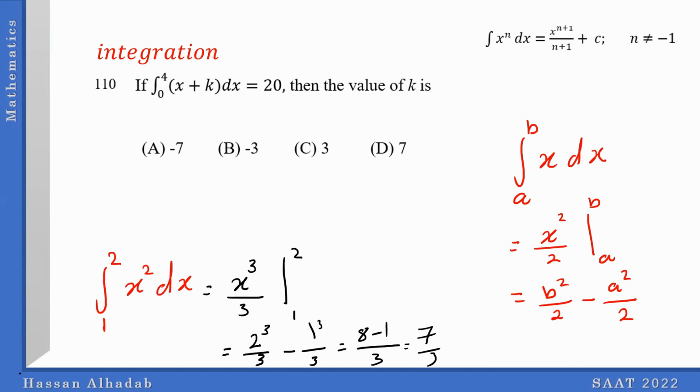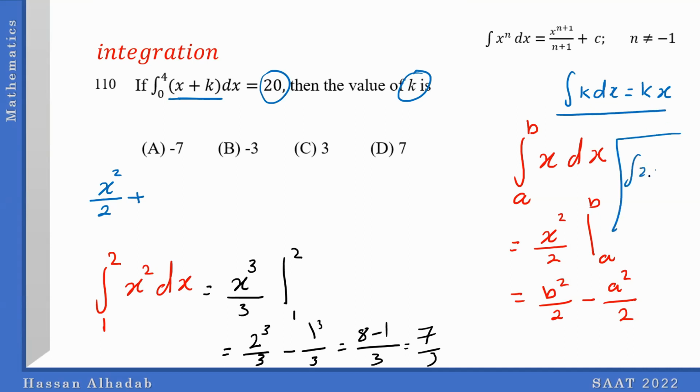Good. So the question here was, if the bounded integration is 20, what's the value of k? That means I have to integrate what's inside here. So this is x squared over 2. Can anyone tell me what's the integration of k? I need to know what's the integration of k. Is it 20? No, the integration of k. Will it stay the same as the constant? It's kx.